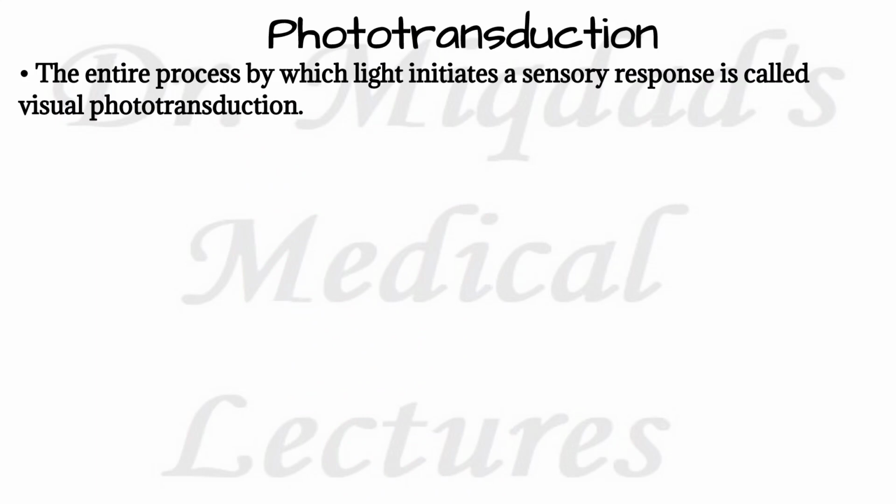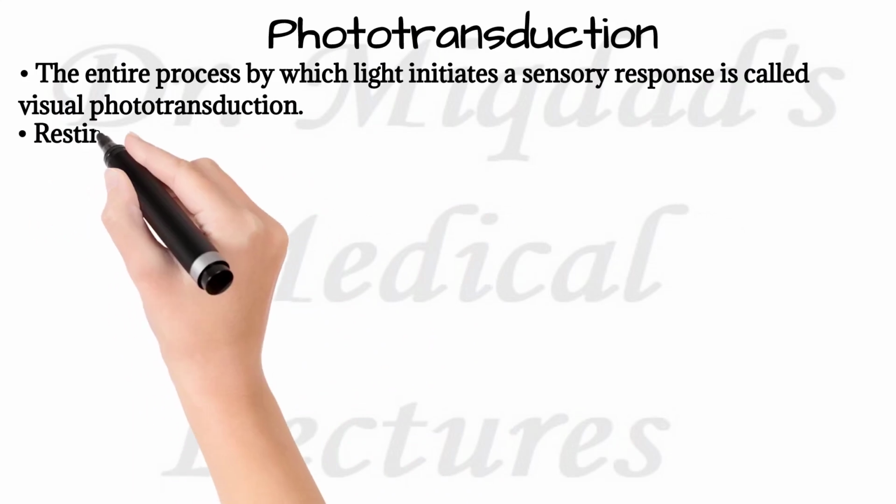In other words, we can say that it is a process by which light is converted into electrical signals in the rod cells, cone cells, and photosensitive ganglion cells of the retina. To understand phototransduction, it is important to understand the role of different currents and how they alter the resting membrane potential in photoreceptors.